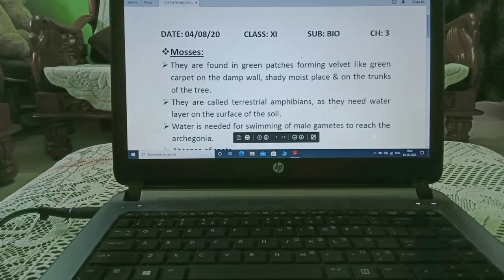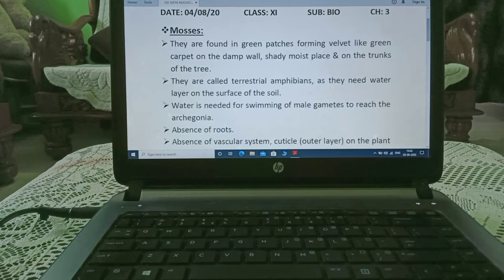Hi students, today we are starting our next topic, that is mosses. Liverwort we have already completed. Now mosses. They are found in green patches forming a velvet-like green carpet on damp walls, in shady, moist places, and on the trunks of trees.